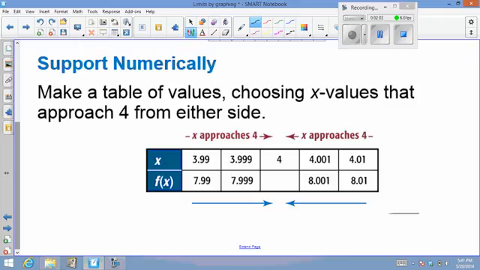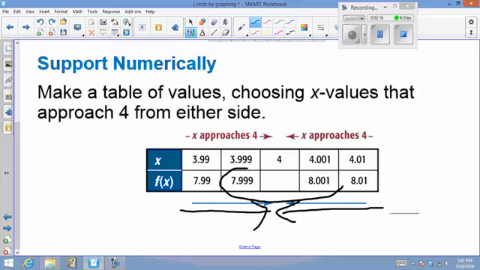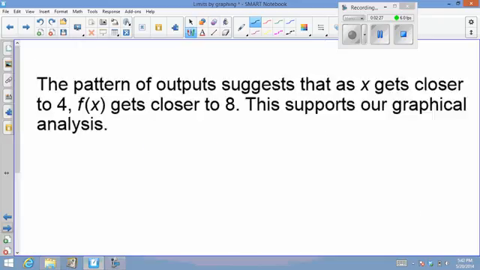If I were to look at my table, again, I would put in 3.9 and 3.99 and 4.001 and 4.01. And again, I'm not caring too much about all those values, but I'm looking to see what's going to happen as I get close to 4. And if I look in between these two y values, we can see that the y value in between those two is in fact 8, which is our limit. And that's exactly what that says there. The pattern of output suggests that as x gets closer to 4, f of x gets closer to 8. So if I look at the table, or if I look at the graph, I still get the same thing as saying that my limit is going to be 8.